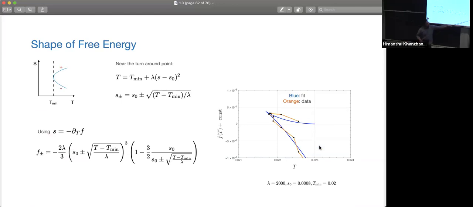This strange shape that we saw for the free energy is just a consequence of the entropy being multiple valued. So this can be calculated, with some very simple estimates: if S looks like this, then T as a function of S, if you turn it around 90 degrees, can be expanded near the minimum with a quadratic. And then you can calculate using this formula what the free energy looks like, and this fits the shape pretty well. So that's why the free energy is doing this funky thing.